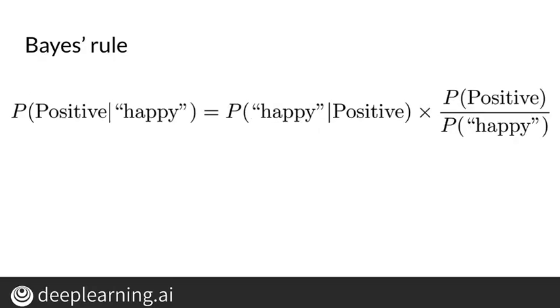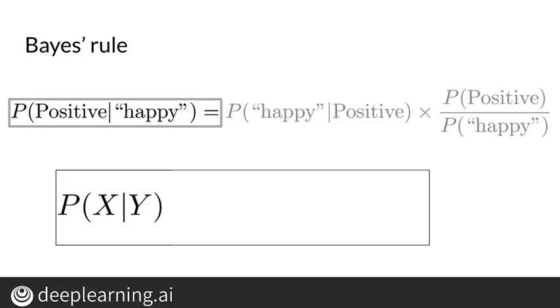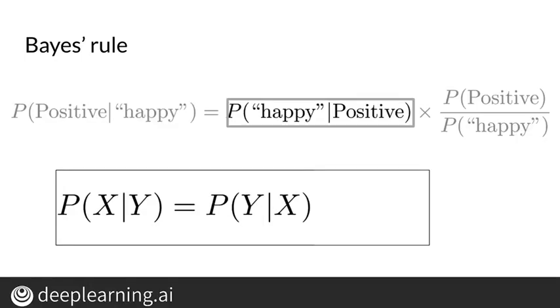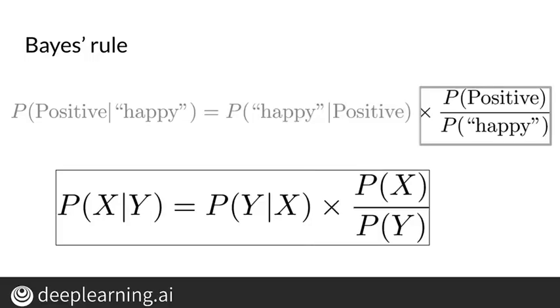With a little algebraic manipulation, you were able to arrive at this equation. This is now an expression of Bayes' rule in the context of the previous sentiment analysis problem. More generally, Bayes' rule states that the probability of x given y is equal to the probability of y given x times the ratio of the probability of x over the probability of y. And that's it. You just arrived at the basic formulation of Bayes' rule.